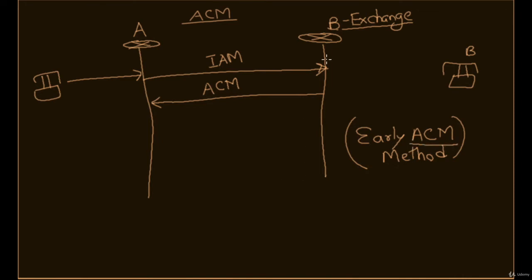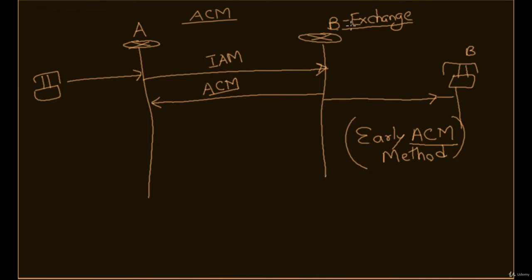Okay, and then it starts ringing this B party. Now it may not be so that the ACM corresponds to the ringing of this party. These two things happen in parallel. But there is a configuration on the operator side. Operator can make it dependent.